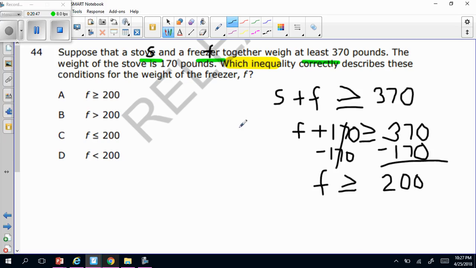So, which one of these answer choices fits our description? So, it looks like A would be our answer. And if this is on the EOG, you would have gotten that correct.